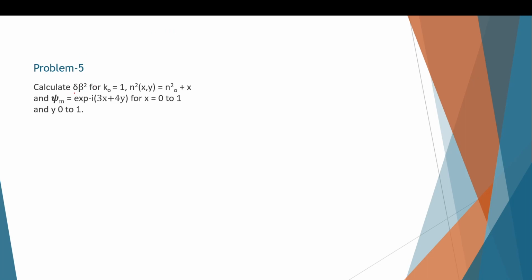Calculate delta beta square for k naught equal to 1, n square equal to so much, psi m equal to, okay, so this is also related to the perturbation approach. If you just know the delta beta square equation, you should be able to do it, regardless of whether you know how to derive the equation.